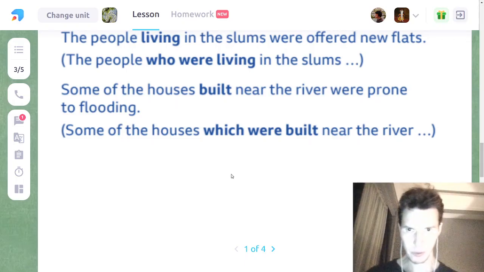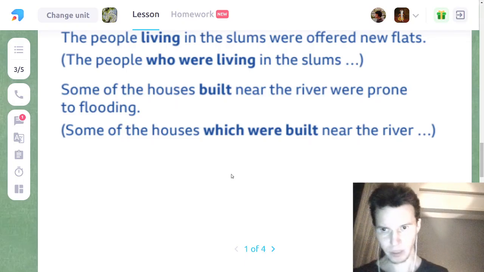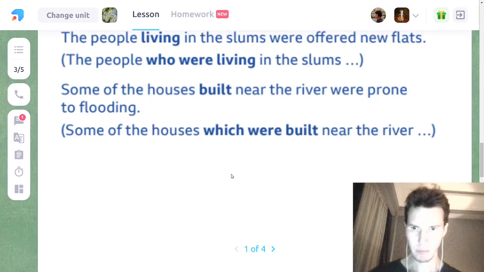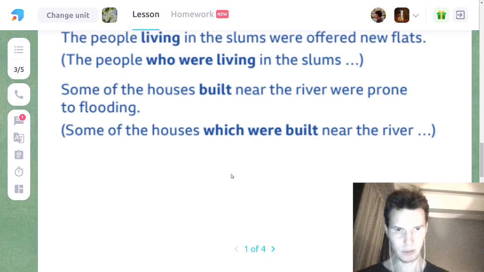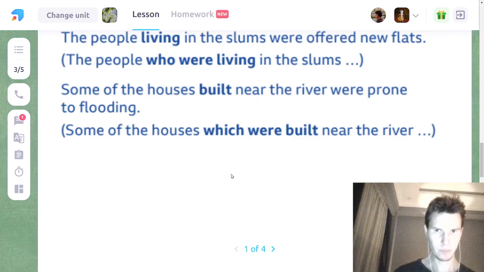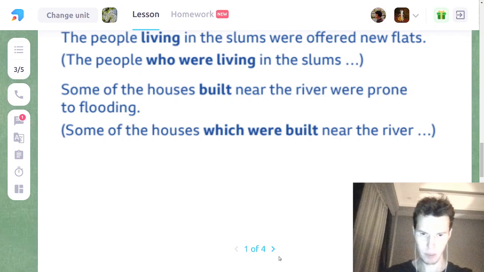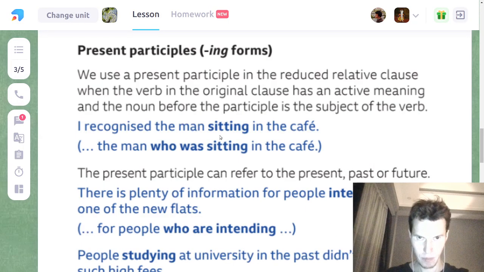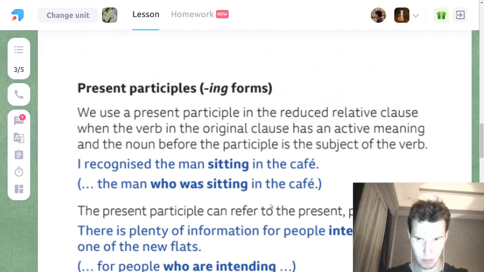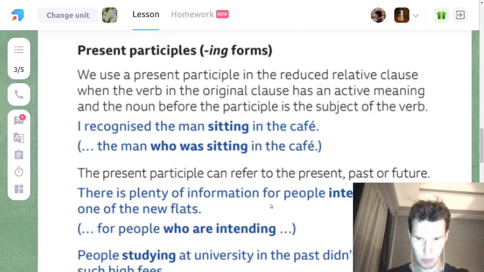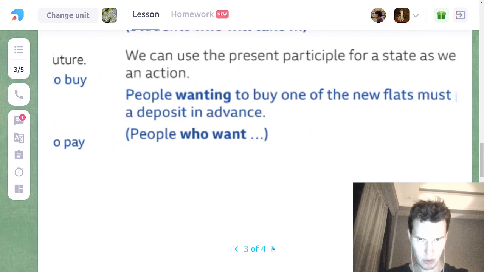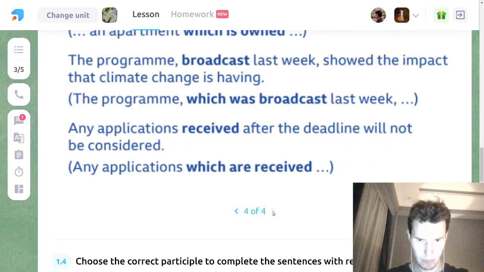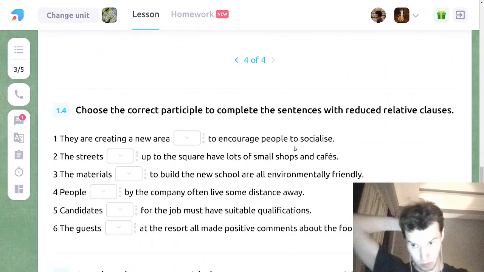So some of the houses built near the river were prone to flooding. Oh my god, it's a very bad situation. Some of the houses which were built near the river were prone to flooding. Okay, it's not about habits, it's just some grammatical variation. And habits. Present participles. No, it's not a rule about habits. No, my teacher meant something different.